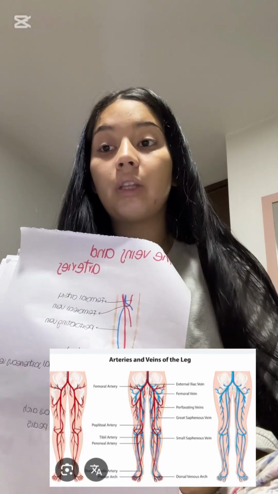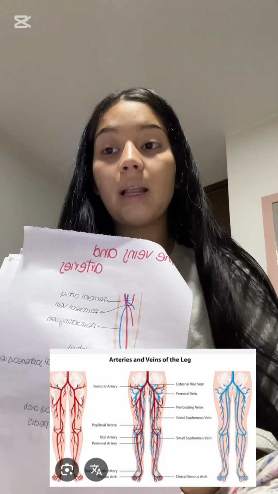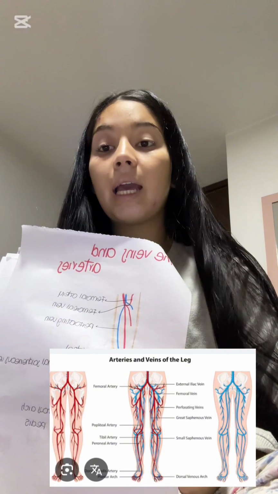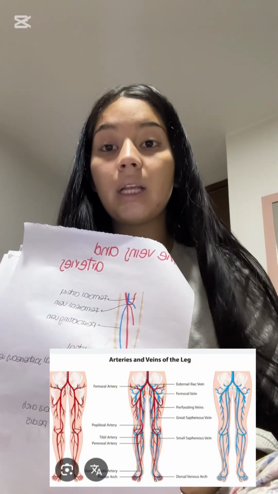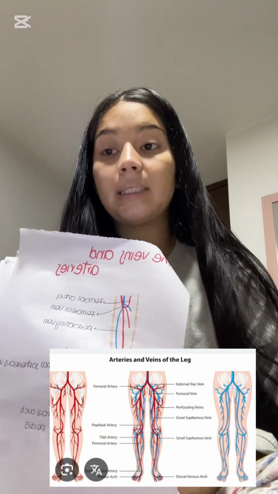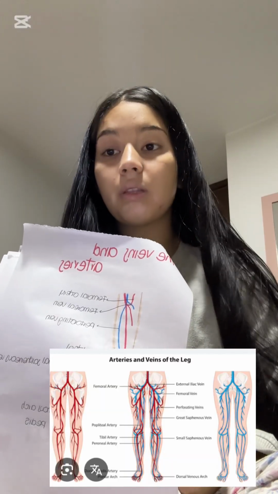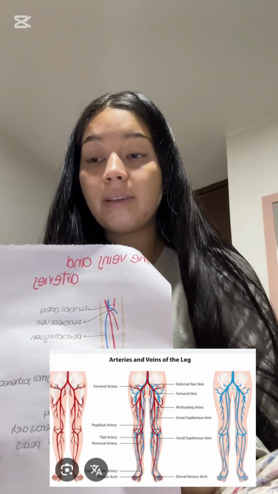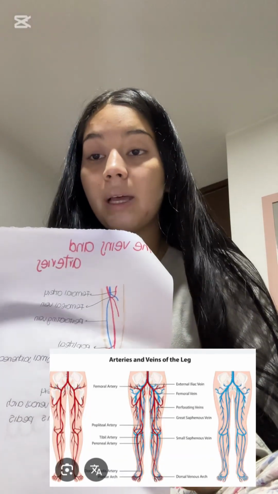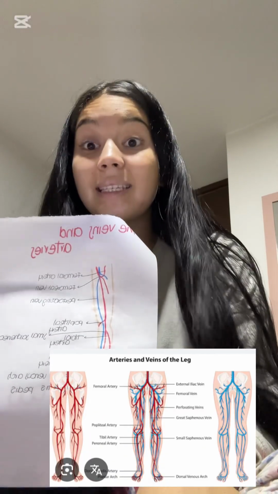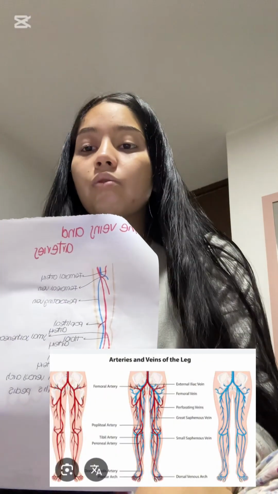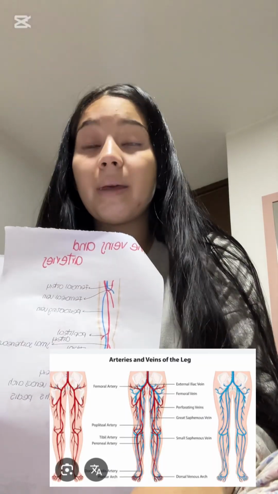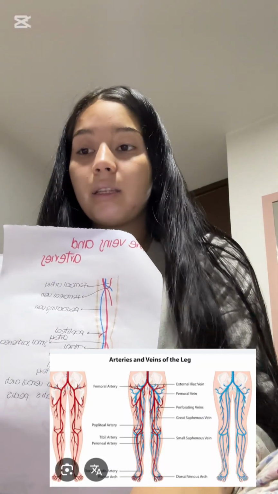And the posterior tibial artery. This artery supplies most of the posterior leg and enters the foot to divide into medial and lateral plantar arteries, which nourish the sole of the foot. An efficient arterial supply is essential for muscle function, healing, and maintaining healthy tissues.